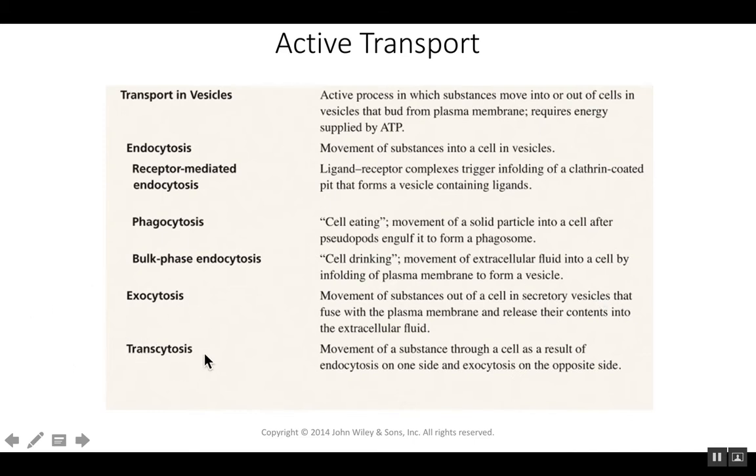And then there is transcytosis. Transcytosis is moving of a substance through a cell as a result of endocytosis on one side, so bringing that substance in, and then exocytosing it on the opposite side of the cell. So transcytosis is a combination of endo and exocytosis. So what all these have in common is they require energy, and they're using vesicles to move the substance.